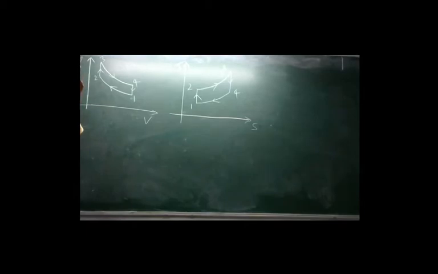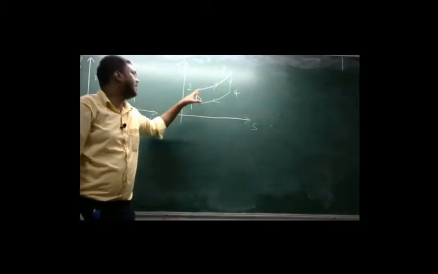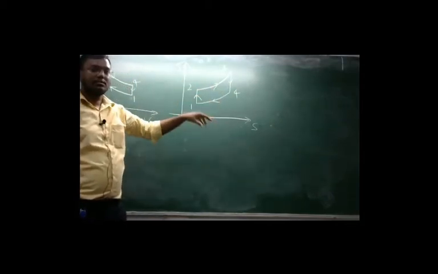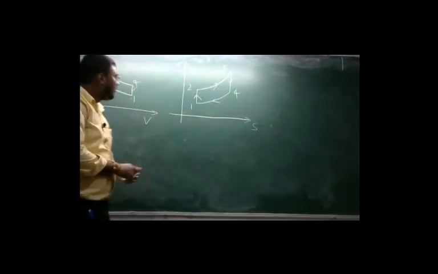Okay, so the Otto cycle on the TS diagram is represented by this diagram. This is the cycle diagram for the Otto cycle on the TS plot.